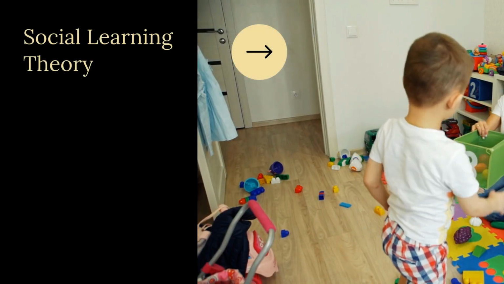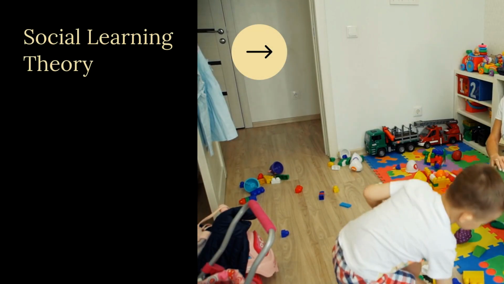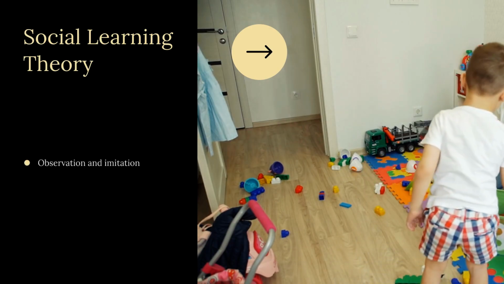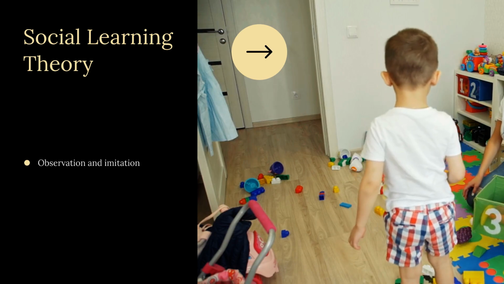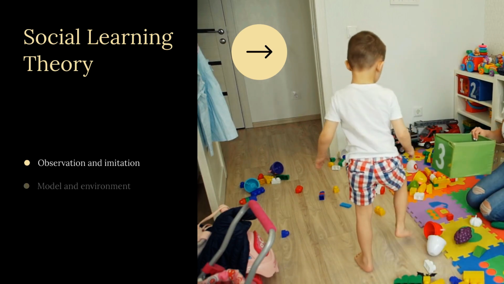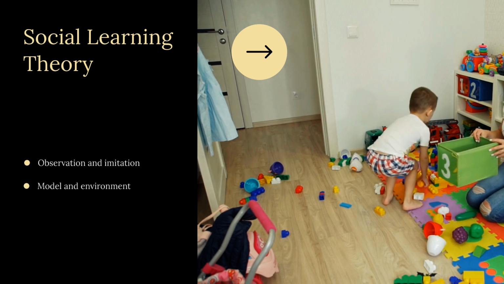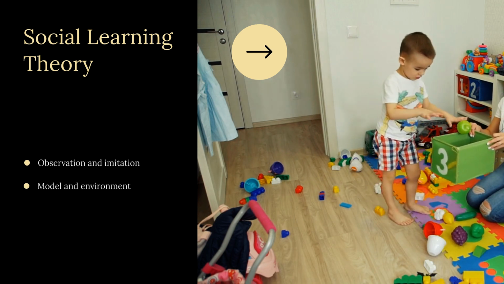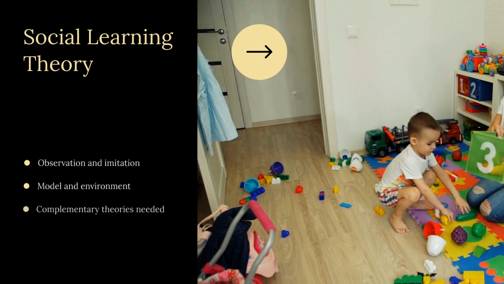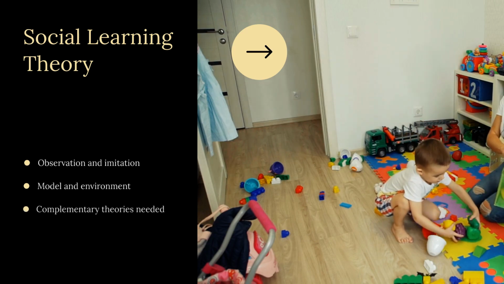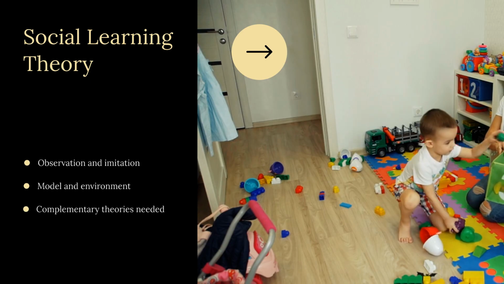Social learning theory provides insights into child development. It emphasizes observation, imitation, and cognitive processes. The theory highlights model influence and environmental interactions. However, it should be complemented by other theories. This ensures a comprehensive understanding of child behavior.